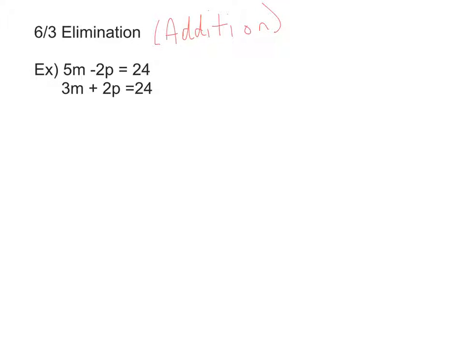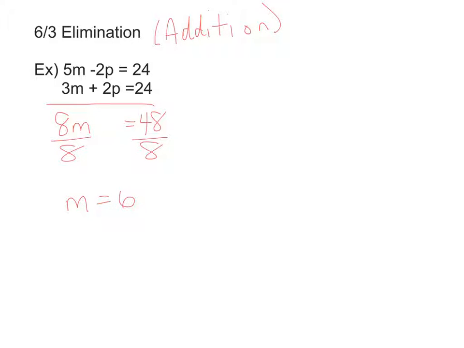So you can also add down, and if you look at this first example, you notice that 2p and 2p, one's negative, one's positive. So if I just add straight down, I end up with 8m, and my p's cancel out, and then I add my 24, and I get 48. From there, I can just divide by 8, and m equals 6.